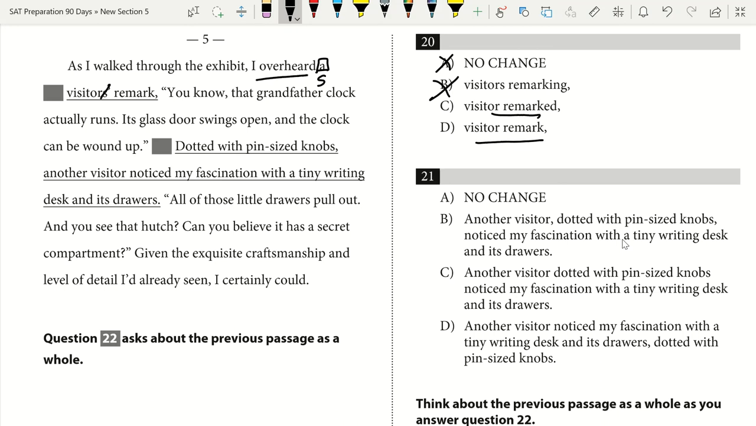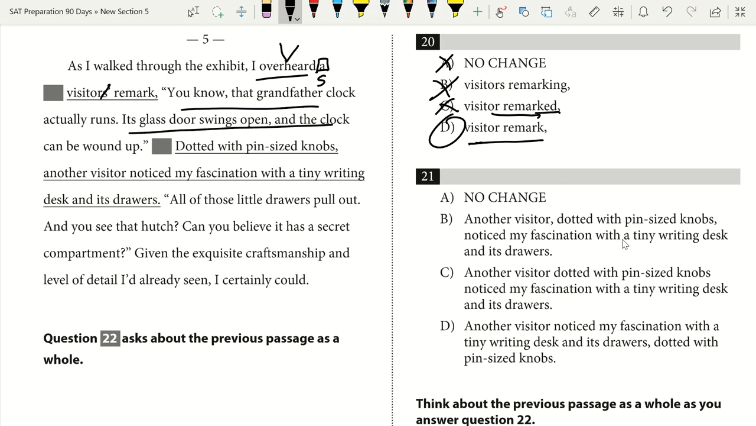Well, I overheard a visitor remark. We wouldn't say I overheard a visitor remarked, because we already have our verb here in overheard. Now, is remark a verb? Yes, it is, and so is remarked, but we wouldn't say I overheard a visitor remarked. We would say I overheard a visitor remark, right? Just like we wouldn't say John said something, we would say John said. Just like we wouldn't say John remarked, we would say John remark. So visitor remarked. I guess John there wasn't really a great example to use, but either way, we wouldn't say I overheard a visitor remarked. We would say I overheard a visitor remark. So the correct answer there is going to be D for number 20.